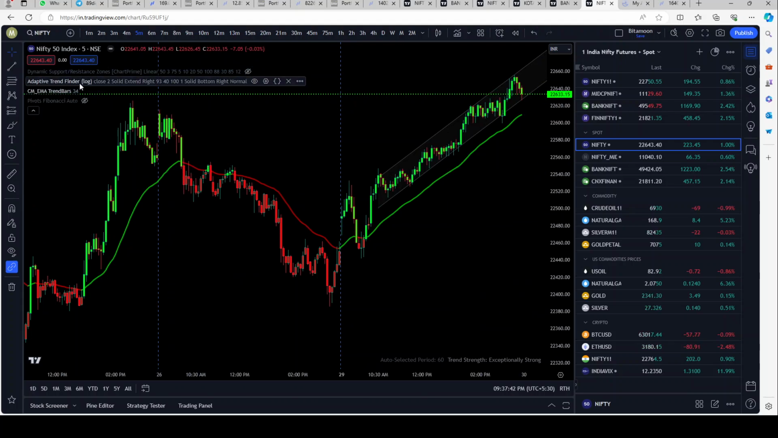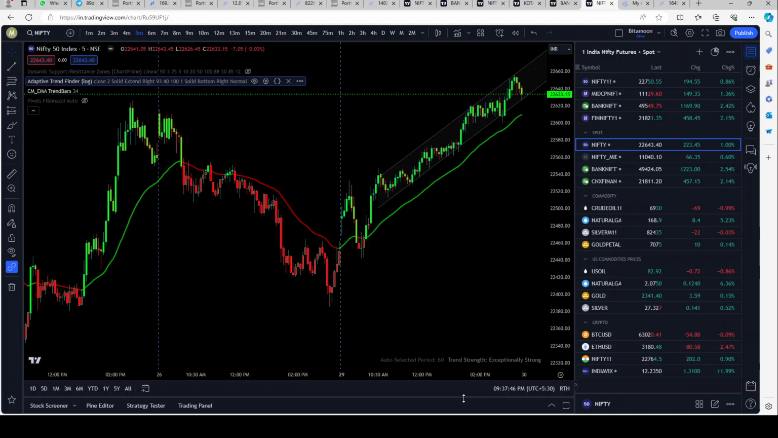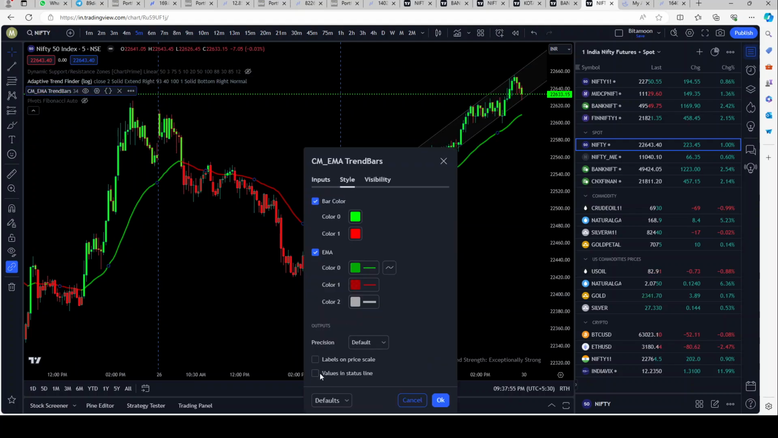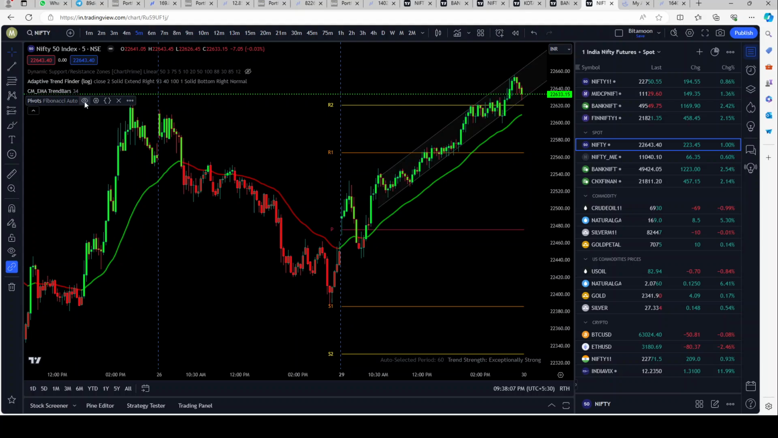I'm using Adaptive Trend Finder in its natural settings, no alterations. I'm using EMA Trend Bars in its default settings. The only thing that I've unchecked is these labels and values at the bottom. No other changes have been made to EMA Trend Bars. If you have access to more than two indicators, then I would suggest using Fibonacci Pivots because it loads up quite fast compared to dynamic support and resistance.